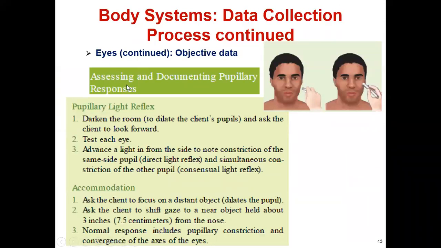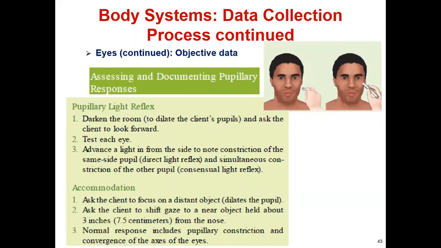Here is the assessing and documentation of pupillary response. The first one is called light reflex. In this picture, you can see the pencil light. When light falls from periphery to center, or from the medial side to the center, the pupil constricts. Before checking, we make sure the room is dark. So darken the room and ask the client to look forward.